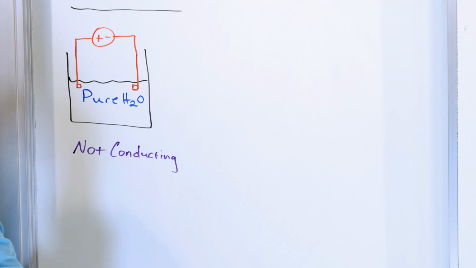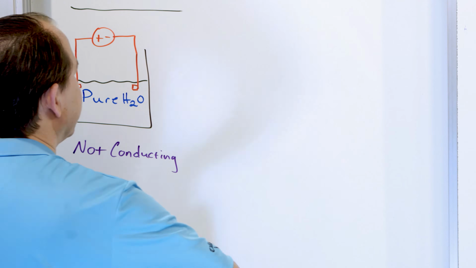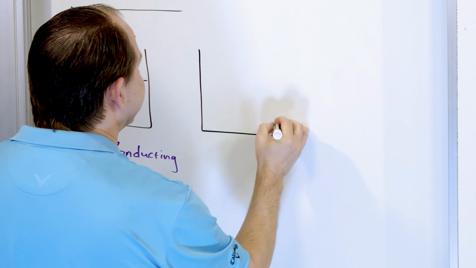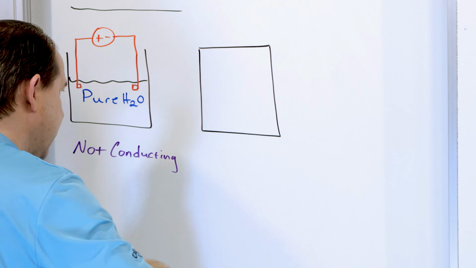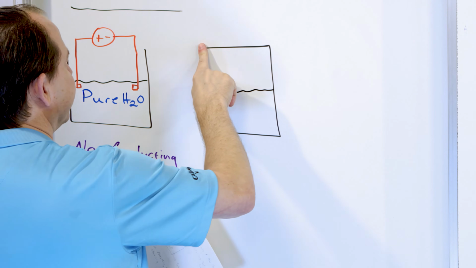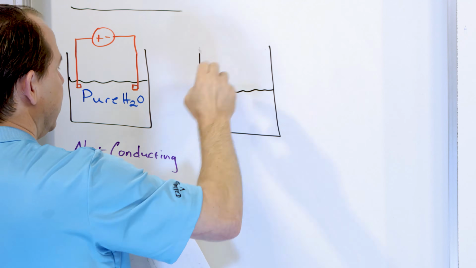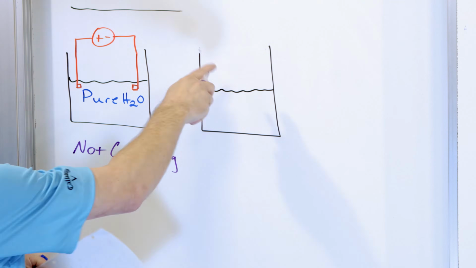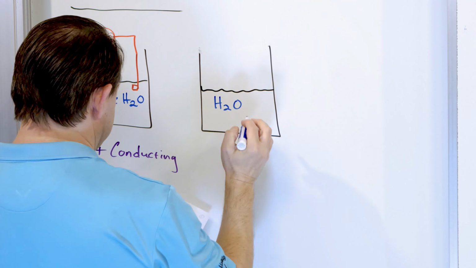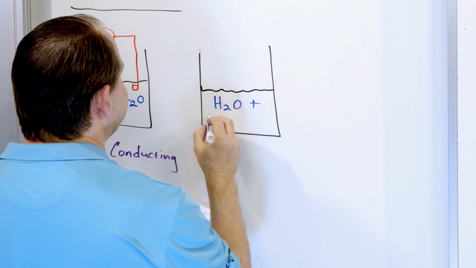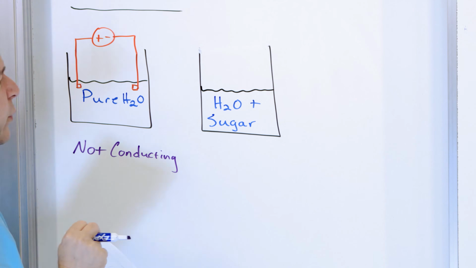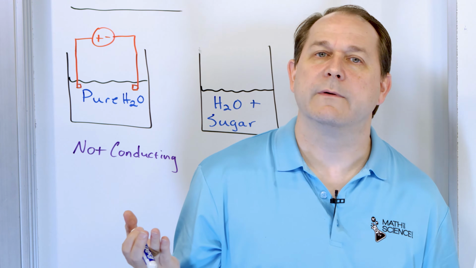So let's take this situation and go a step further. What if we take another situation like this, and of course I'll have my water. Of course I closed off my top. That doesn't make sense. So it's open like this. So this is no longer pure water. This is water plus sugar. Regular old table sugar. So we all know that sugar dissolves in water, right?